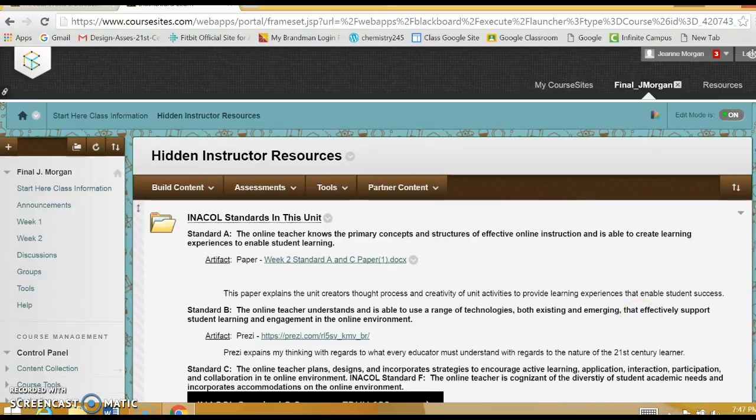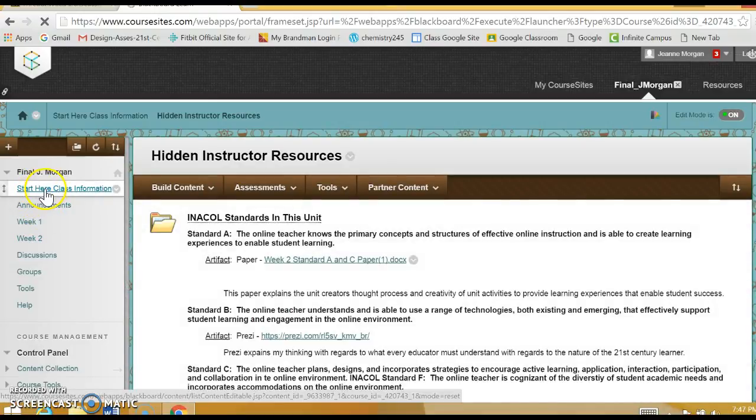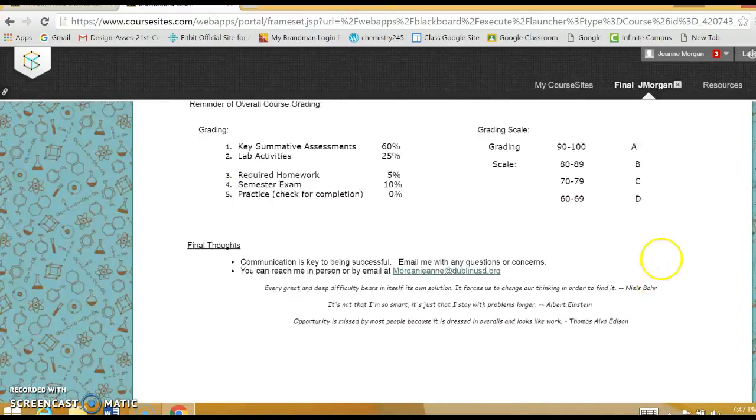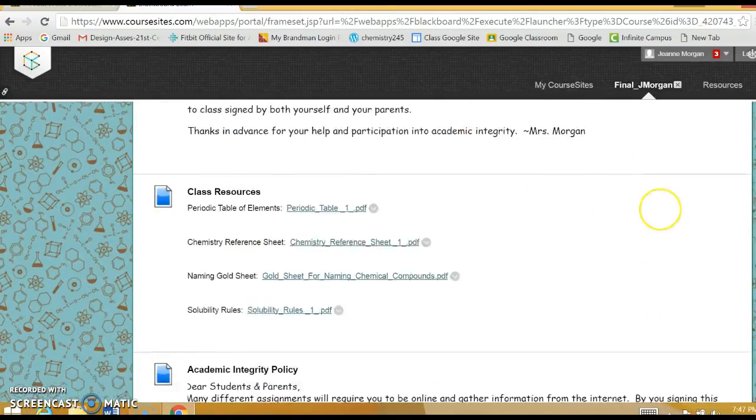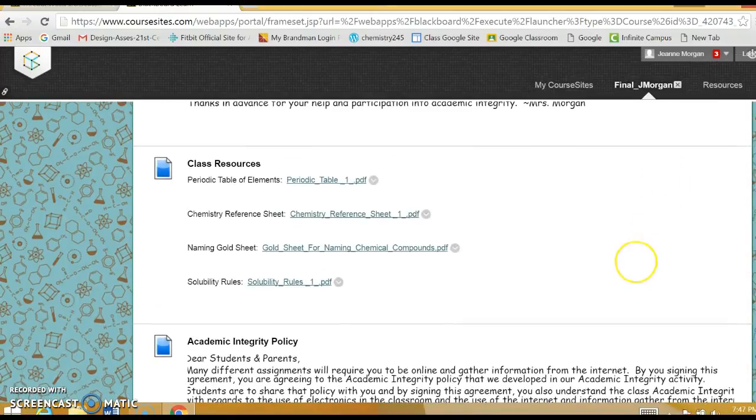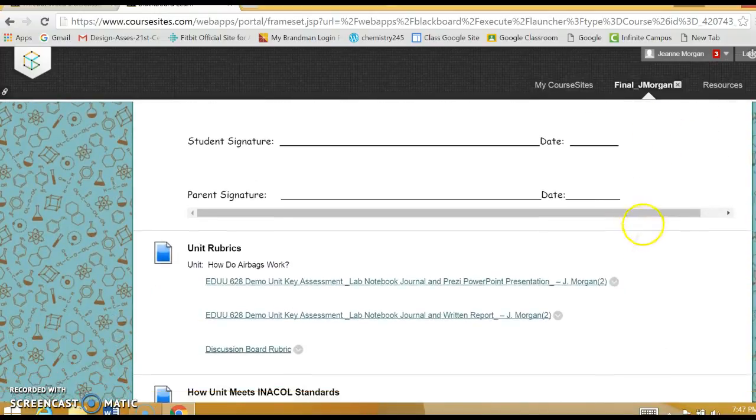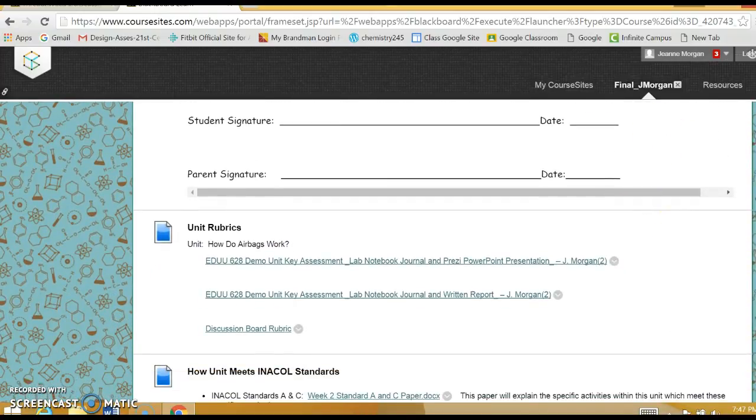If you have any other questions, look further into the instructor's folder. You will see, of course, the unit grading policy, the academic integrity activity, other class resources that we might use for this unit, and then the rubrics, of course, are there.